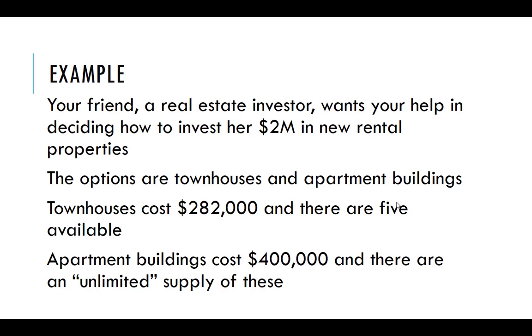Your friend, a real estate investor, wants your help in deciding how to invest her $2 million in new rental properties. So she has $2 million burning a hole in her pocket. She wants you to help her. The options are either townhouses or apartment buildings. Nothing else, just those two things. Townhouses cost $282,000 each, and there are 5 available. Apartment buildings cost $400,000 each, and there is an unlimited supply of these. So there's enough of them that even if she wanted to, there are at least 5, right? $400,000 into $2 million. So there's enough that if she wanted to buy that many, she could.